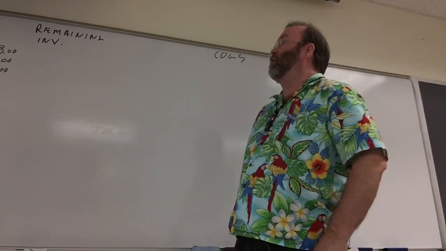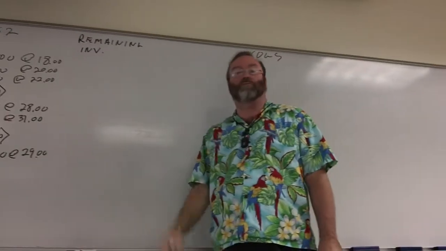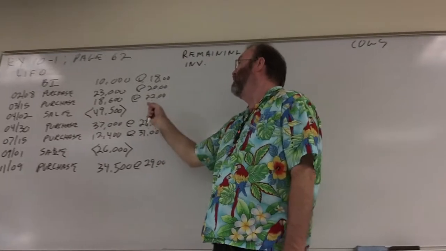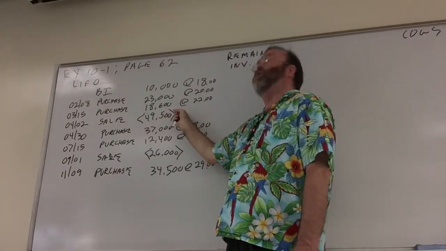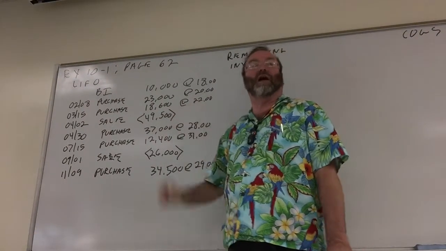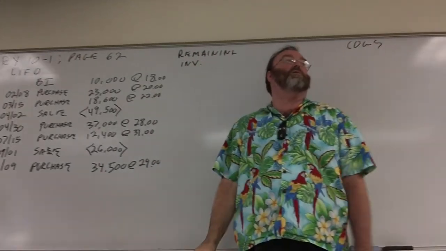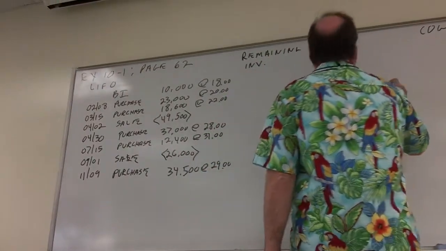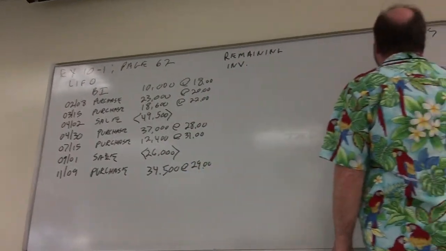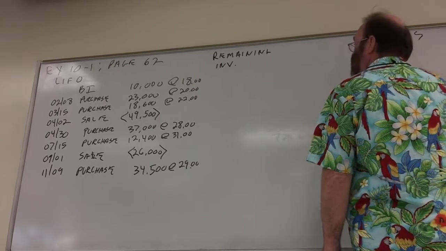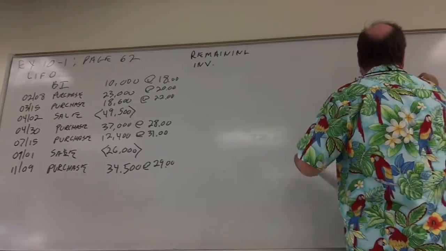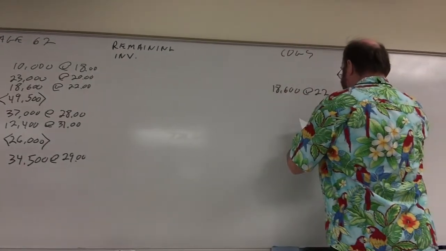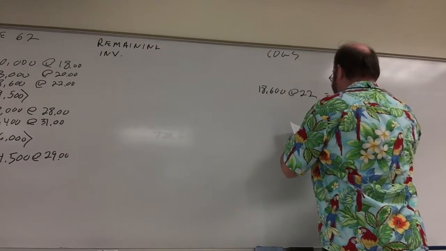Same scenario. We start the year with the 10,000. We make two purchases of 23,000 and 18,600. So now, under LIFO, when we sell these 49,500, which ones do we sell now? We start with the last purchase. So we're going to sell in cost of goods sold the 18,600 at 22. Which is 409,200.